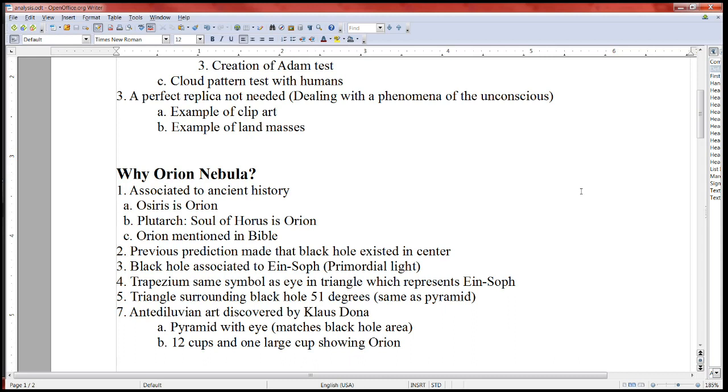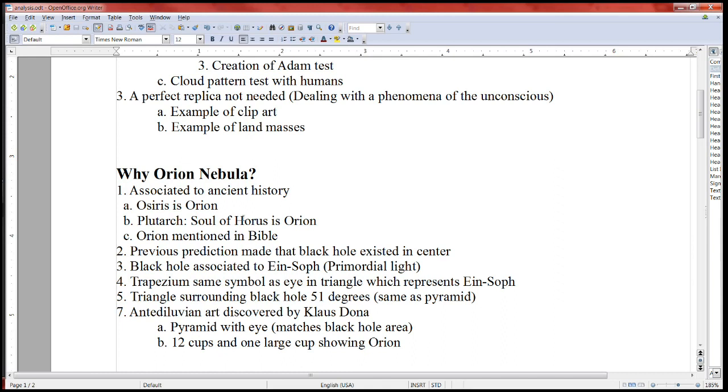We can also see that the Orion constellation is probably the only constellation that we find all across cultures, from the Mayans to the Egyptians. It's biblical, it's mentioned in the Bible, it's everywhere. And we know that the ancient Egyptians even modeled their pyramids after Orion.